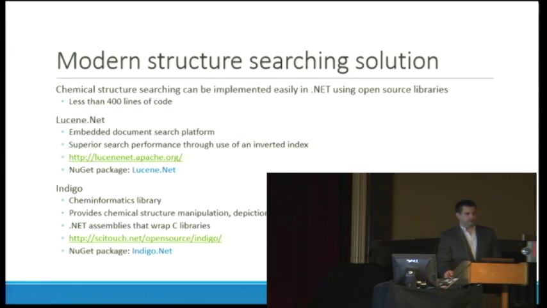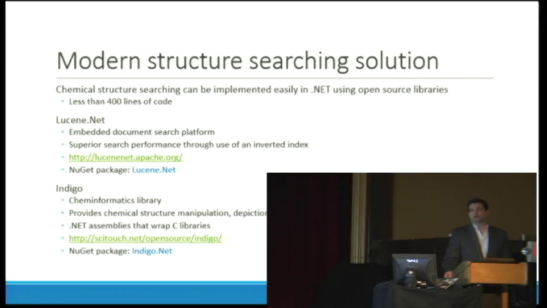And the example that I'm going to show here can actually be done in less than 400 lines of code. And to do this, we're going to leverage two open source libraries. The first is Lucene.net, which hopefully you saw the previous presentation on. This is an embedded document search platform. It provides superior search performance based on the use of its inverted index. There is a NuGet package for it, Lucene.net.